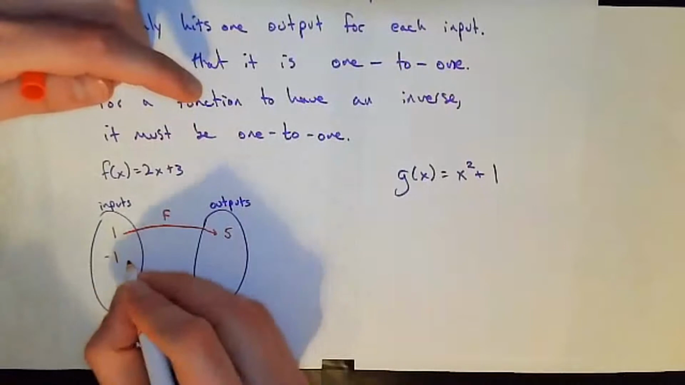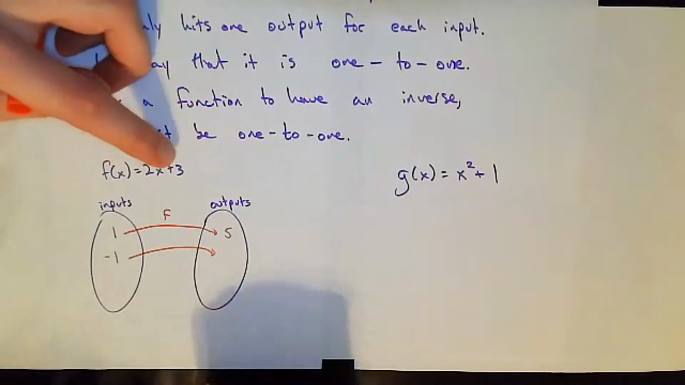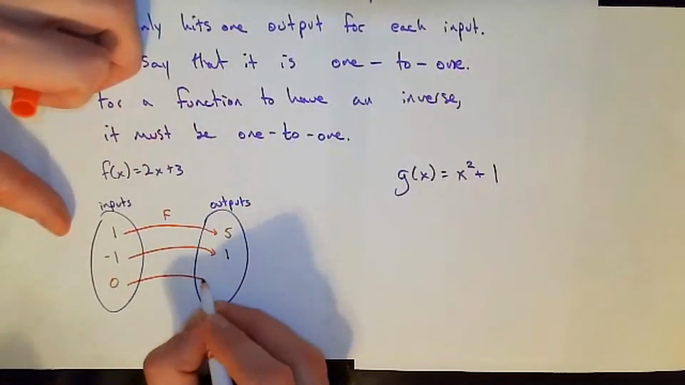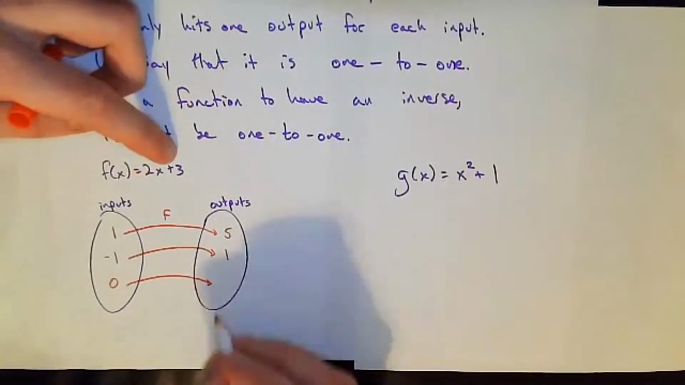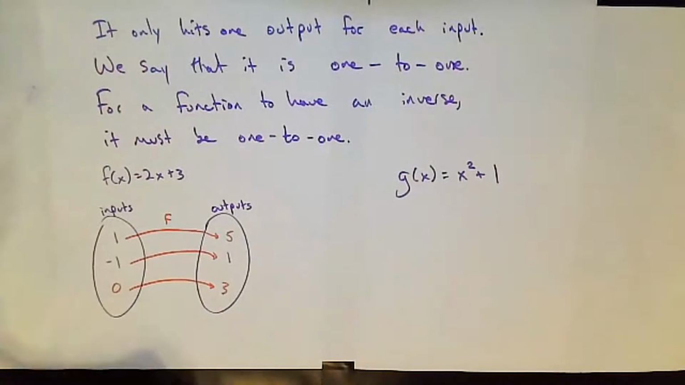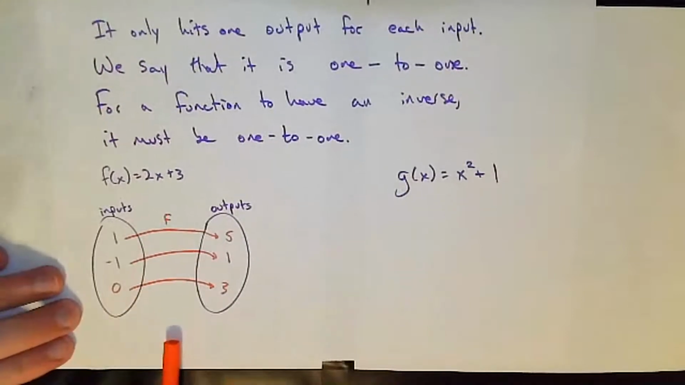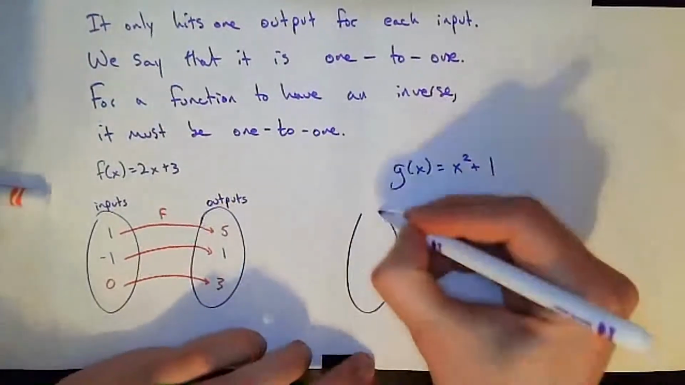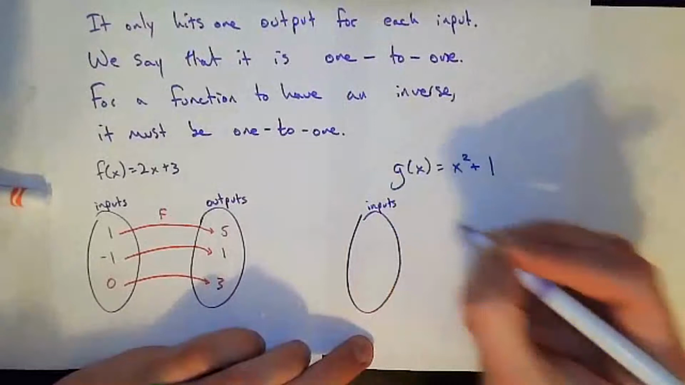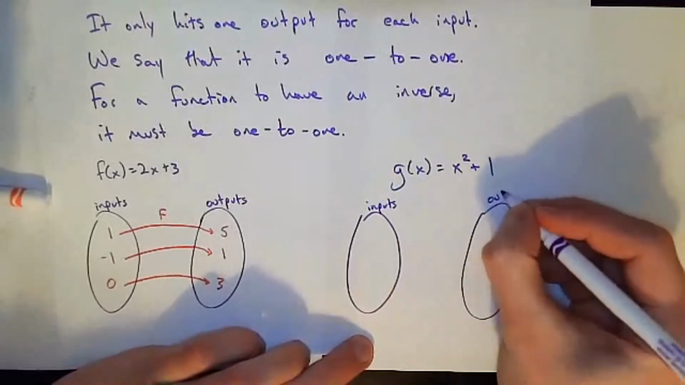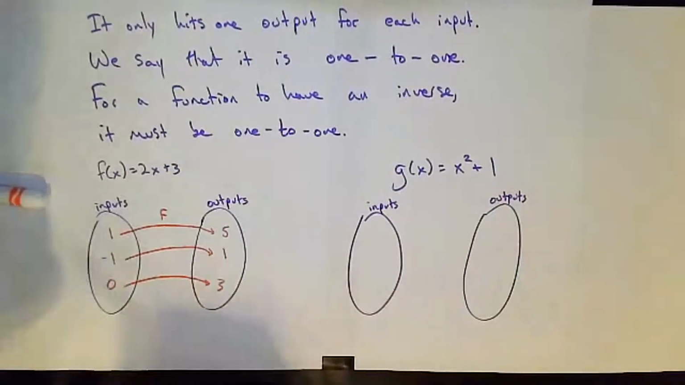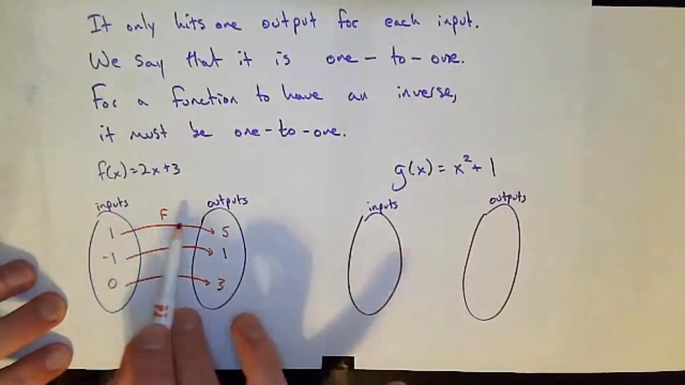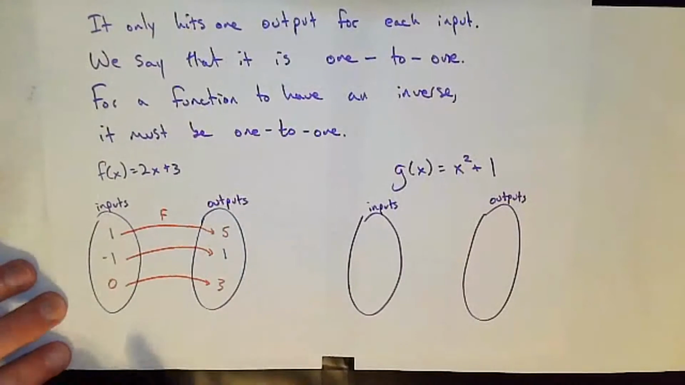How about a negative 1? Negative 1 times 2 is negative 2 plus 3. That gives me a 1. That's fine. How about 0? 0 is going to be 2 times 0, 0 plus 3 is 3. Okay, this is fine. This is an example of how this function is 1 to 1. Now let's look over here and see how that contrasts with this g function. By the way, this little red line I'm drawing is showing the function f carrying one value of input over to the outputs.